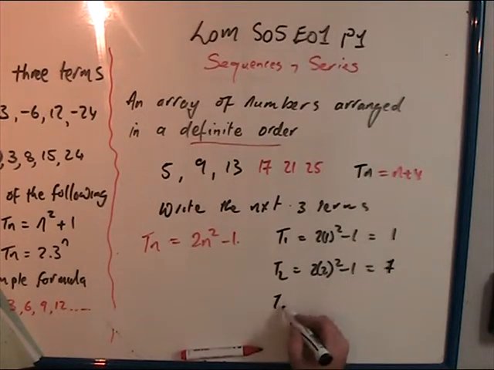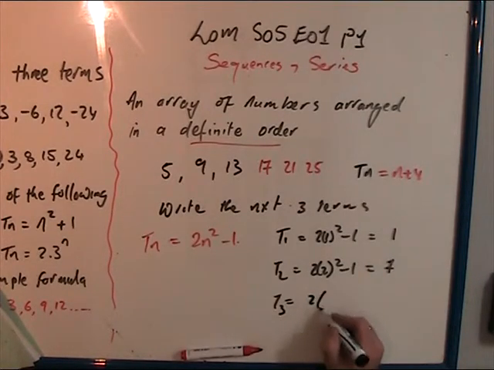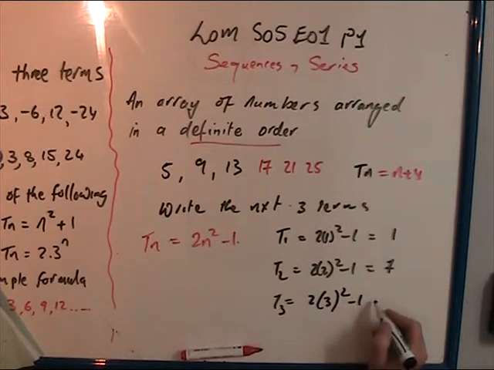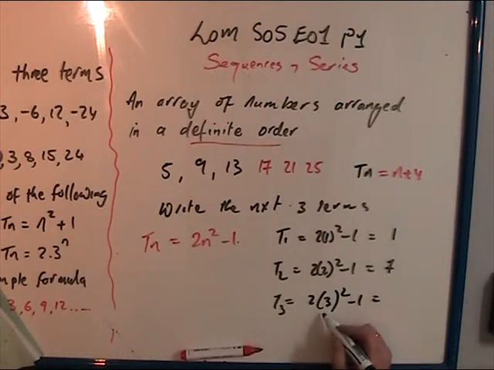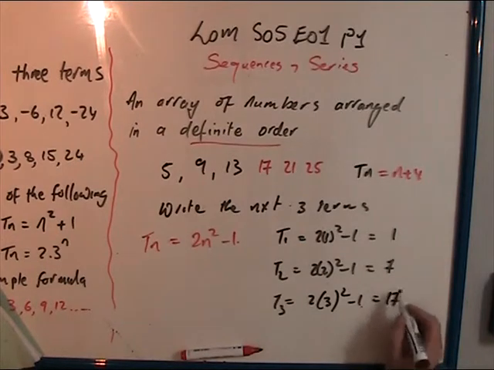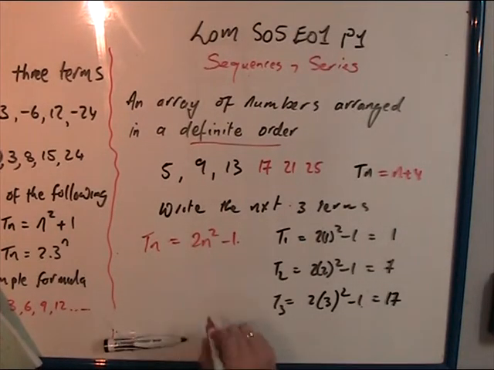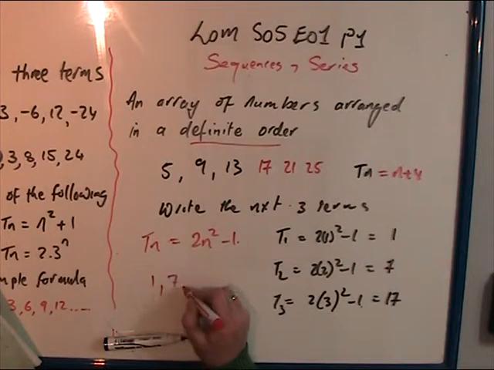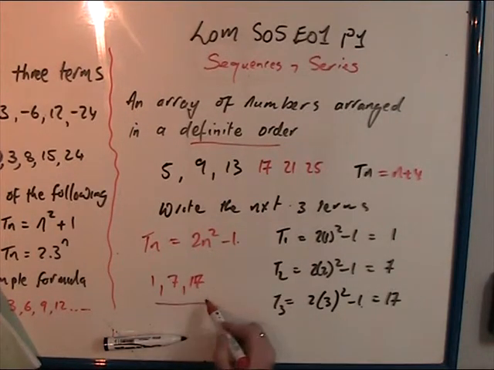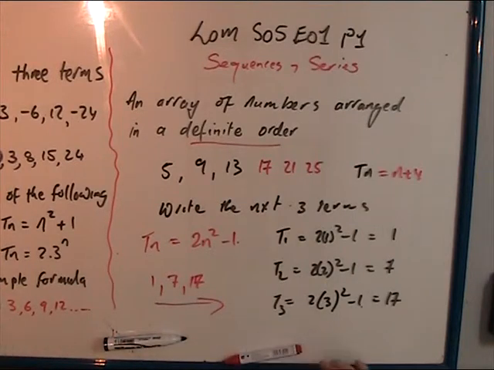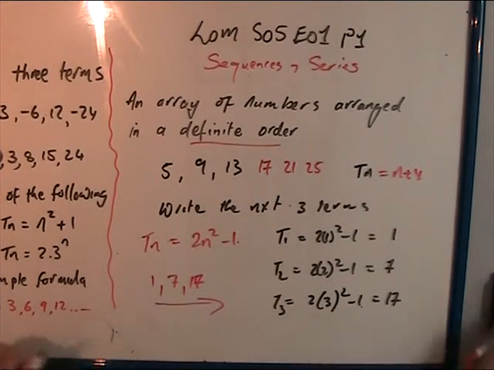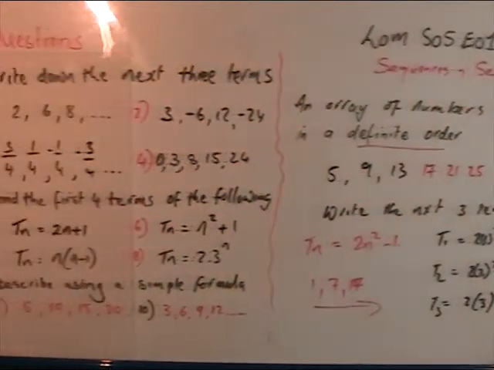That's algebra. You find that in Series 2. T3 is equal to 2 times 3 squared minus 1, which is 3 squared is 9, 2 9s are 18, minus 1 is 17. So there are the numbers going along here, and you've discovered what the sequence is. So that's more or less it for that.